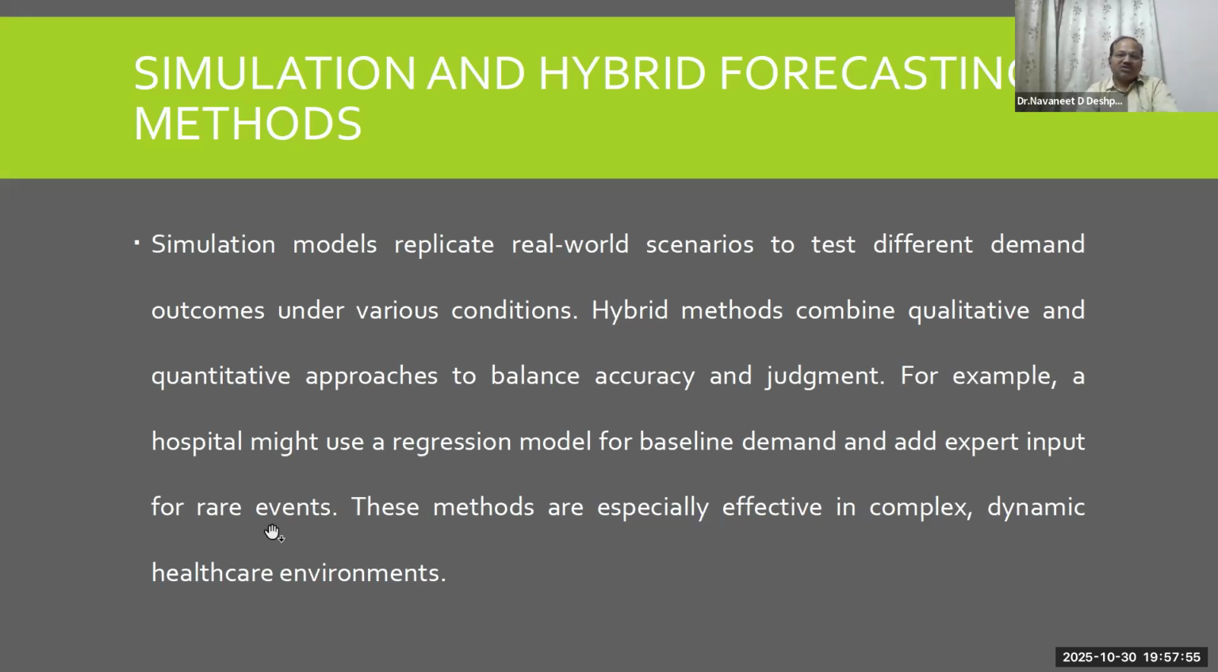And for rare events, they can seek expert input on what kind of adjustments need to be made by the hospital during a rare event. Not all of them are experts. We may think that some are experts, but it requires adding expert inputs from certain professional people only. So these methods are especially effective in complex, dynamic healthcare environments.